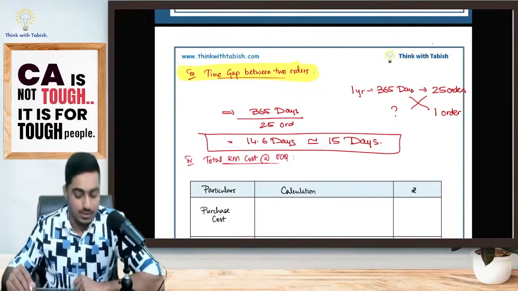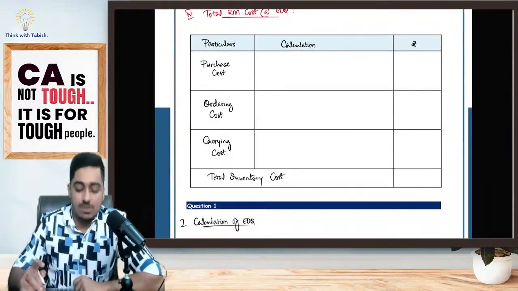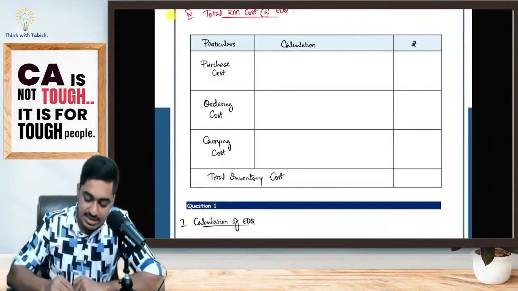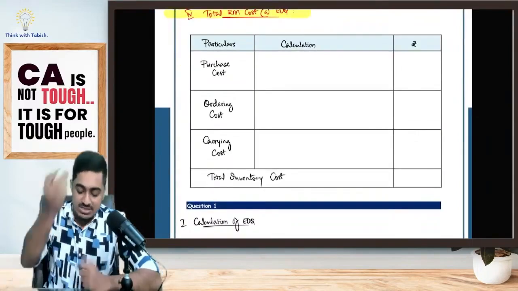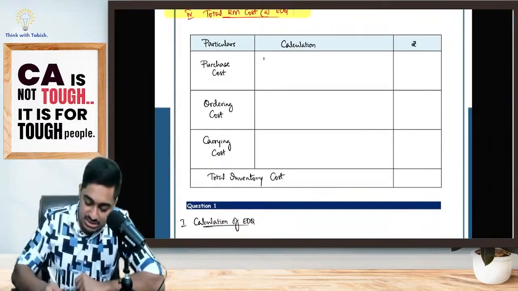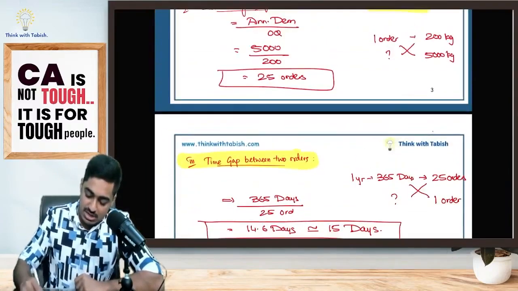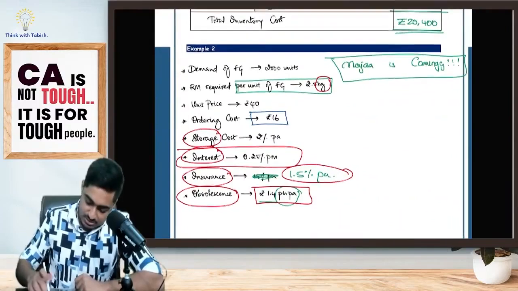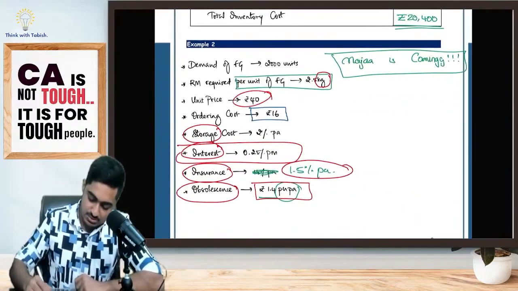Okay, sir. Okay. Now we have the final one. What is the final one? It is telling: calculate total cost at EOQ. Okay, sir. Let us do. Purchase cost. It is my purchase price per unit into the total I want. Total 5000 kg I want. Every unit is purchased at what price, students? 40 rupees. Yes or no?